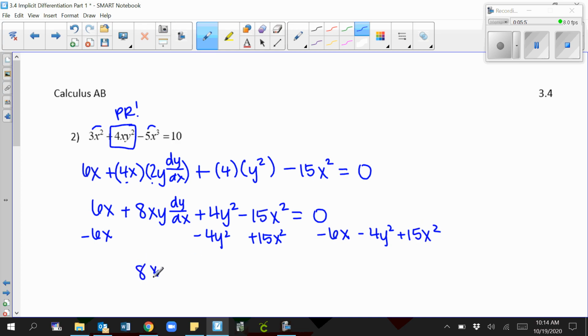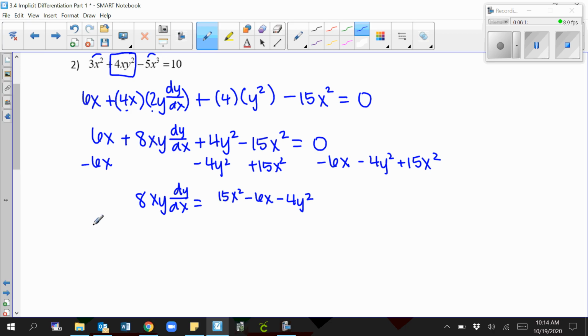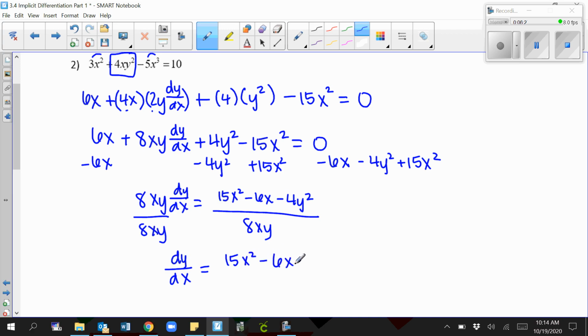So I'm going to have 8xy dy/dx is equal to 15x squared minus 6x minus 4y squared. So I'm not starting with the negative. And then all I have to do from here is divide by that 8xy. So dy over dx is equal to 15x squared minus 6x minus 4y squared over 8xy.